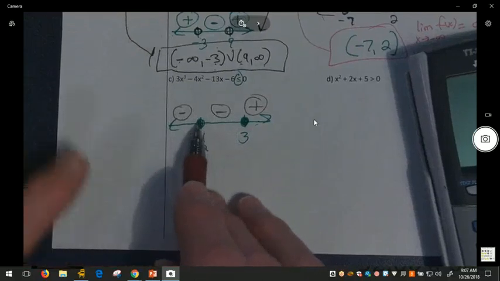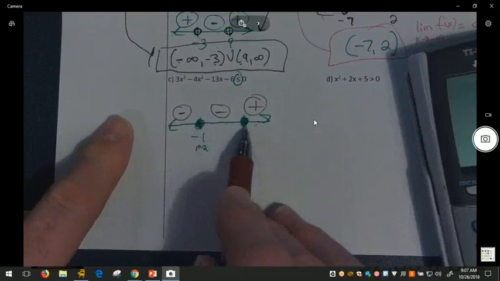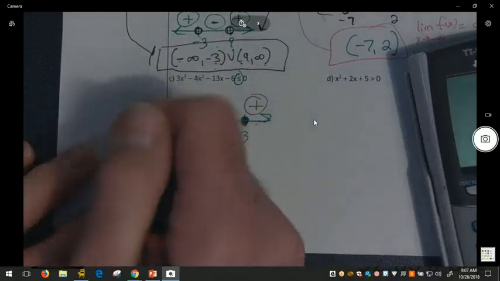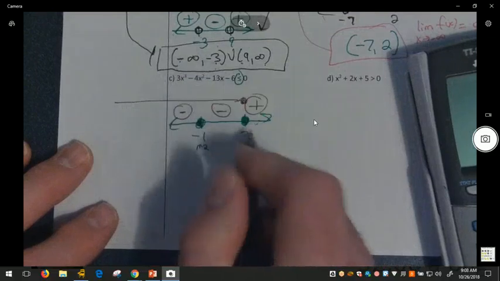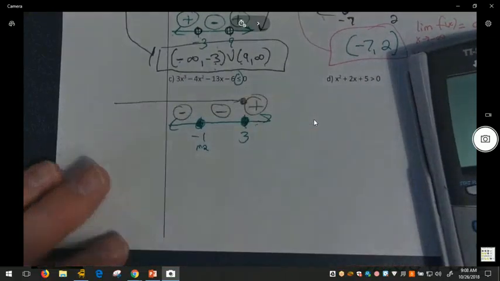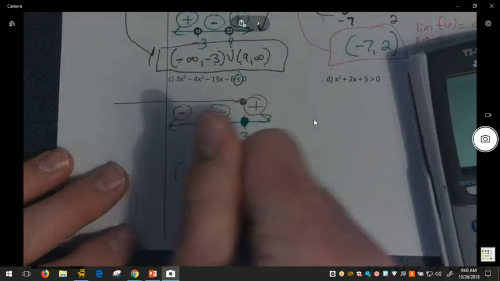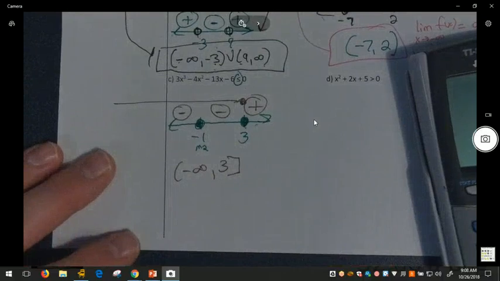If this were an open circle, I'd have to do -infinity up to here, and between this and this. But because it's a closed circle, it's from -infinity all the way up to and including 3, because those are actual zeros. That's where it's equal to 0. So -infinity up to positive 3 and including positive 3.